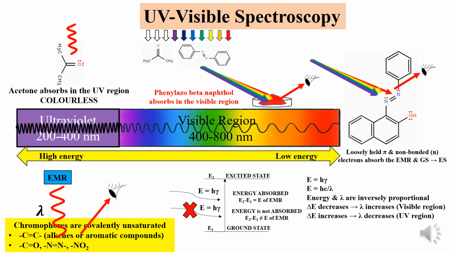Now the energy of the electromagnetic radiation is given by the equation E is equal to h nu, where E stands for the energy of the electromagnetic radiation, h is Planck's constant, and nu is the frequency of the radiation. Now you can see in the equation that energy and wavelength are inversely proportional. When the energy decreases, wavelength increases, and when energy increases, the wavelength decreases. As seen in the diagram depicting the UV region and visible region, in the visible region the wavelength increases but energy decreases, while in the UV region wavelength decreases and energy increases. So wavelength and energy are inversely proportional.